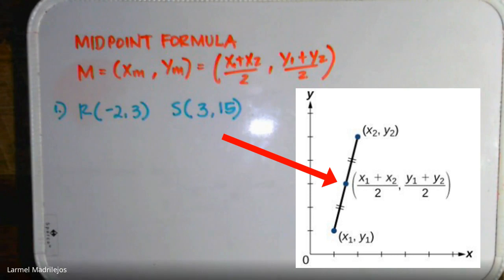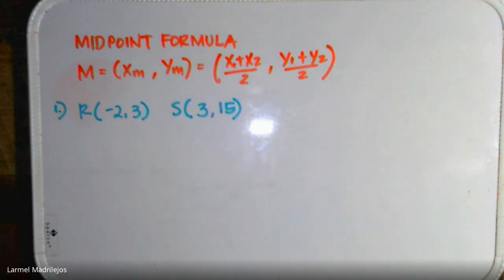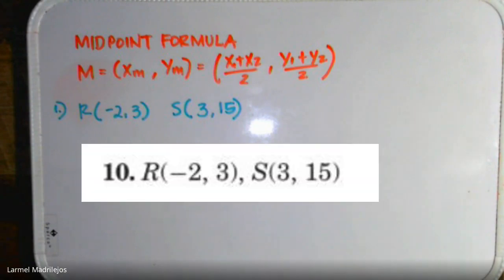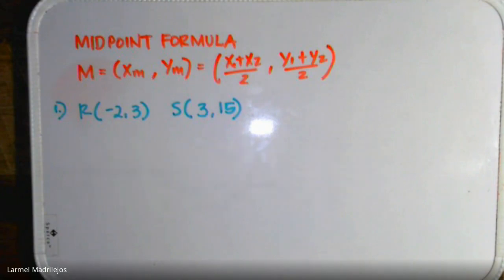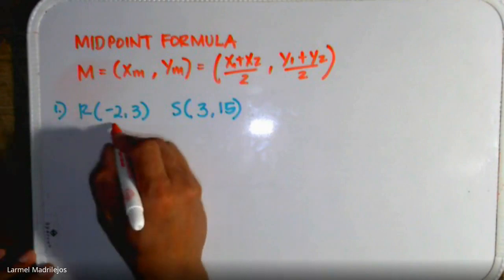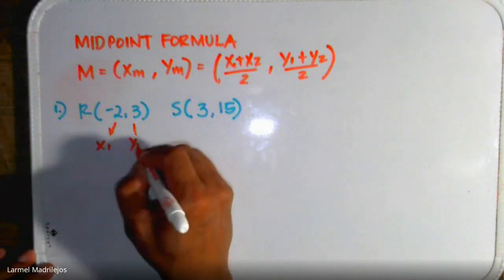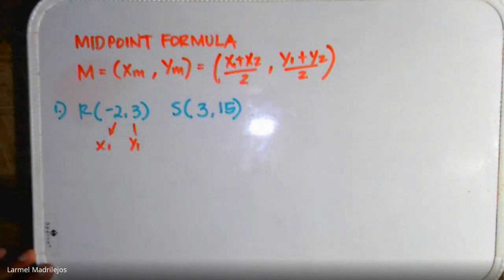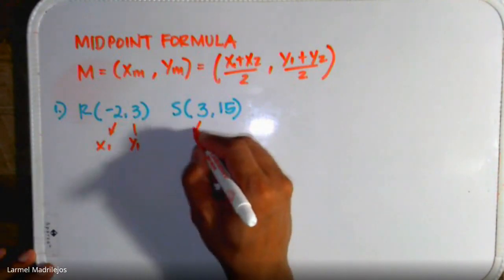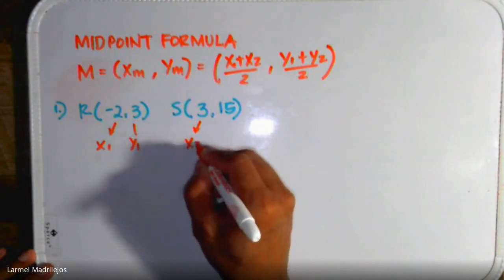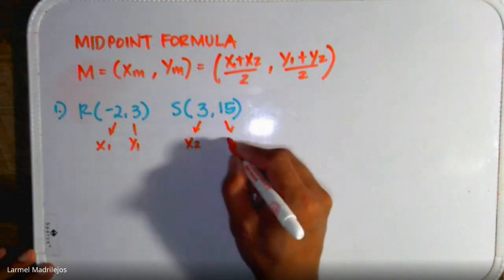So we're going to use the same example that we had on the distance formula. First thing we're going to do is identify our first coordinate. I'm going to use the r as the first coordinate. So this is going to be my x1, and it's going to be my y1. My s is going to be my second coordinate. The value of x is 3. The value of y is 15.